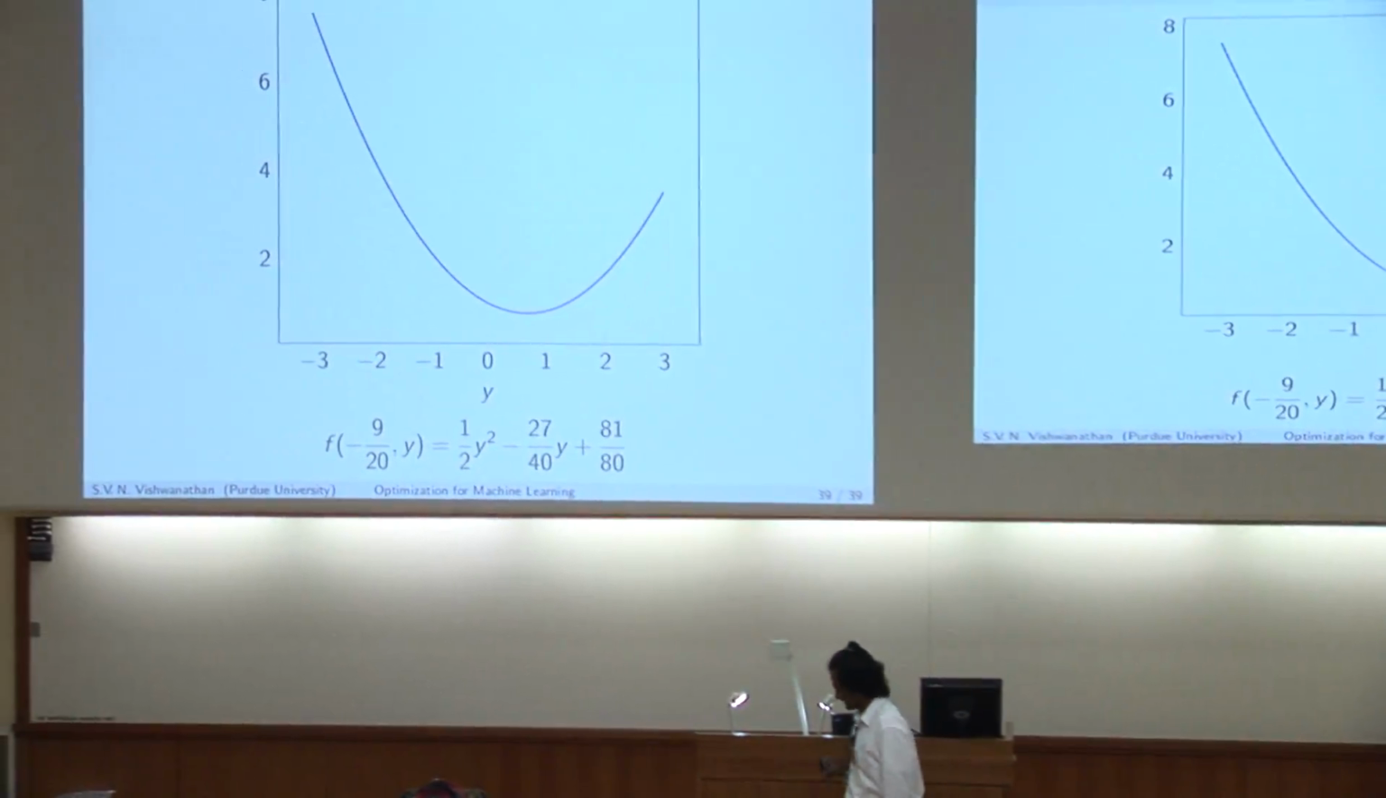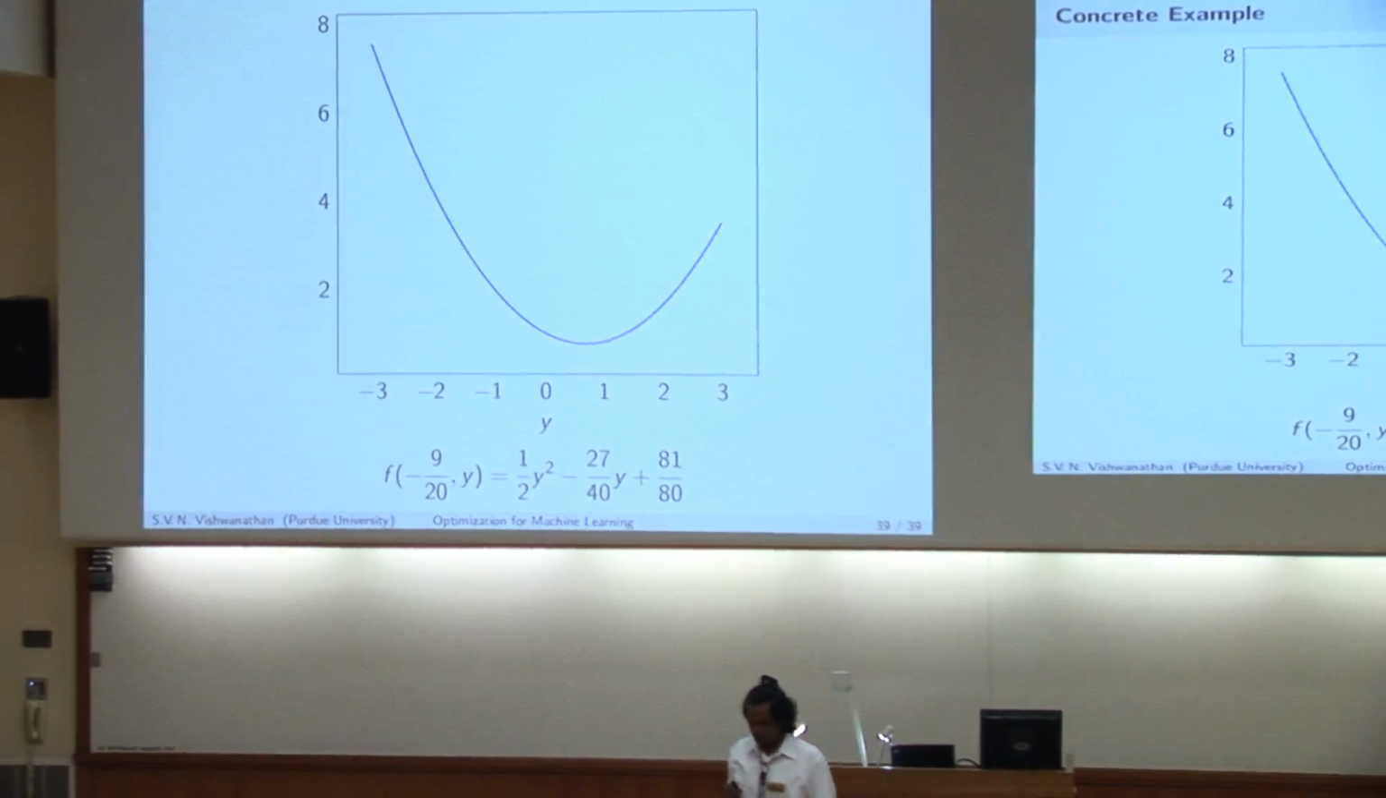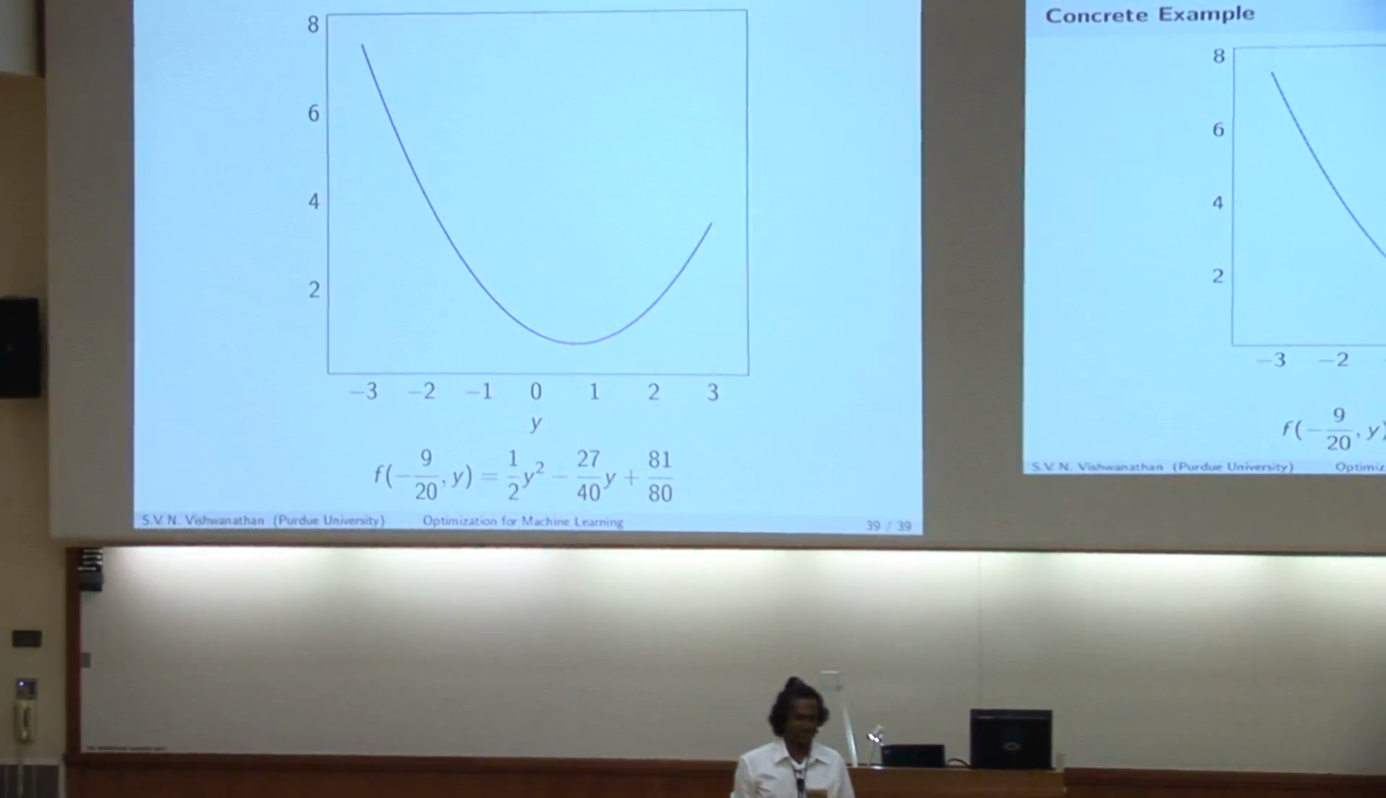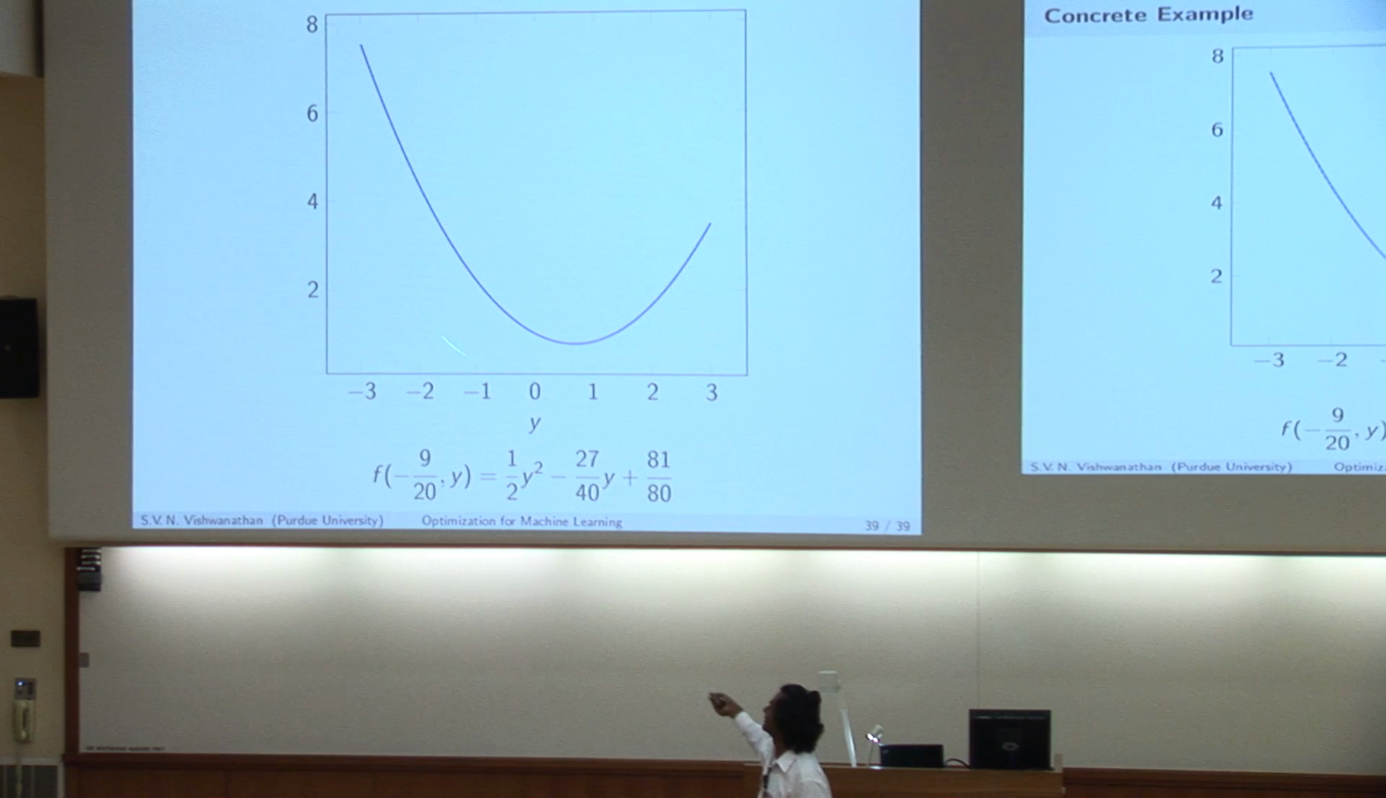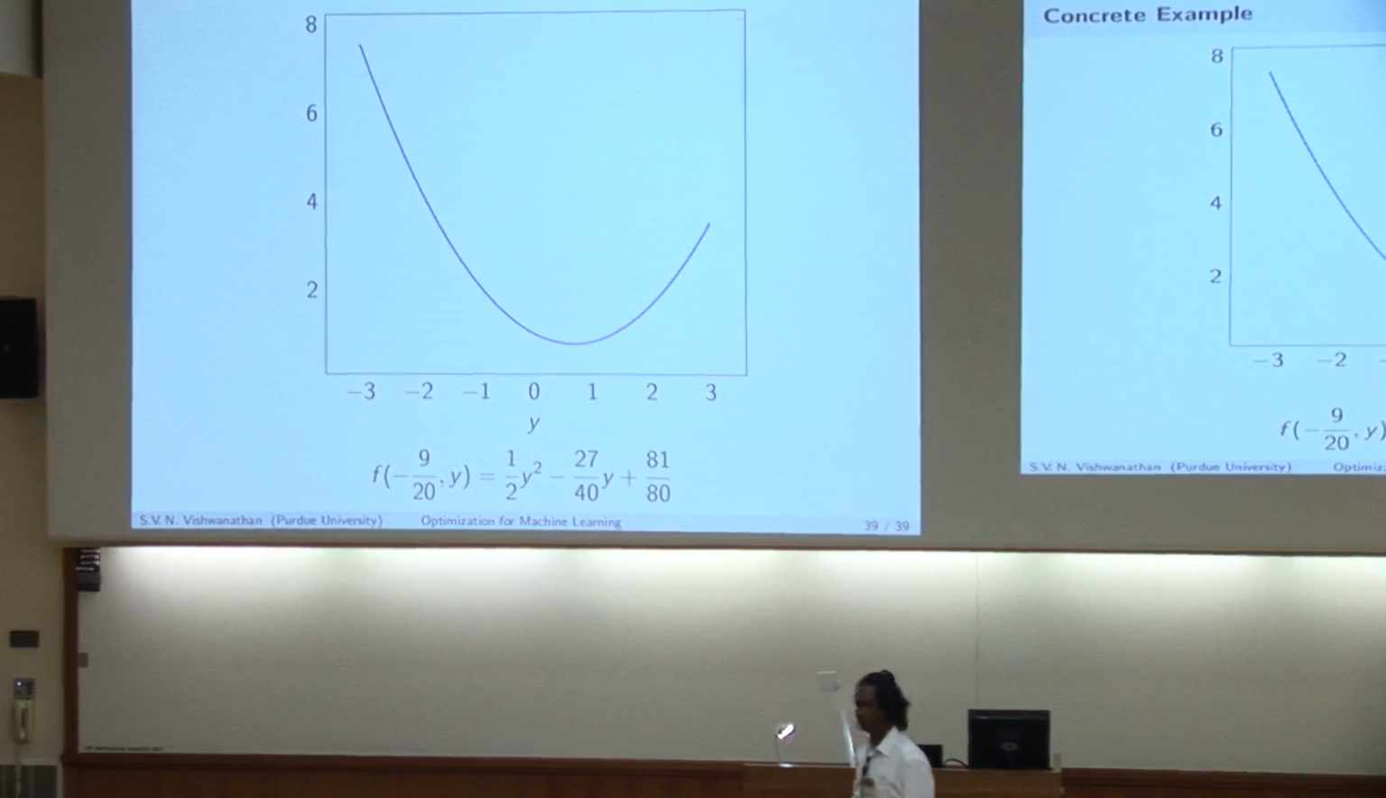So this is not an accident that every time you slice, you get a convex function out of it. Remember I told you this, projection along any direction is convex. Which means that every time you slice along a coordinate, you'll always get a convex function. In this case, you actually get more than a convex function, you get a quadratic function because the original function was quadratic. So I fix my x at minus 9 by 20, I get a quadratic in y.